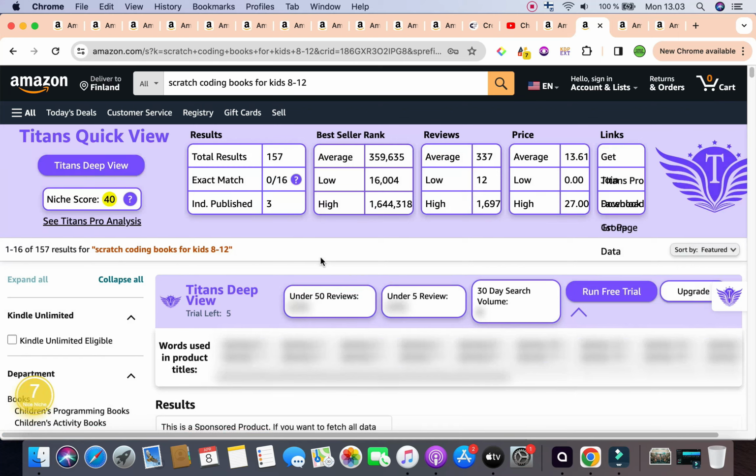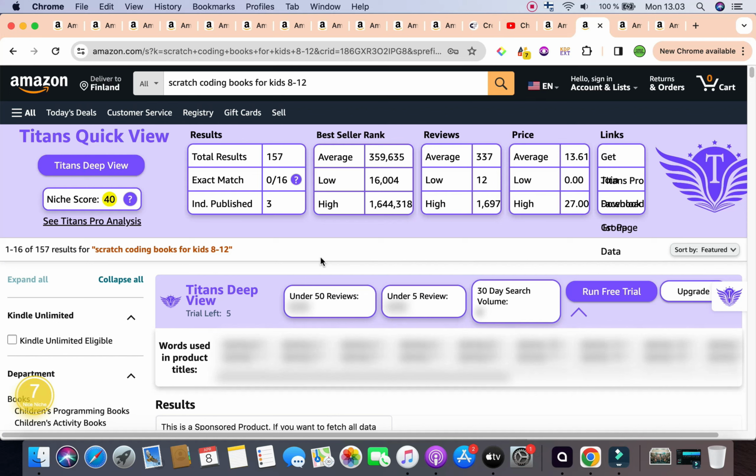So the second keyword is scratch coding books for kids 8 to 12. So this is targeted for children between the ages of 8 to 12 years old, and it's about scratch coding, and it is a book, so preferably it's going to be a high content book. You can write the book yourself. You can use ChatGPT to create the layout and the structure and some content ideas as well, and you can even get the book ghostwritten through a couple of other different platforms that offer that service.